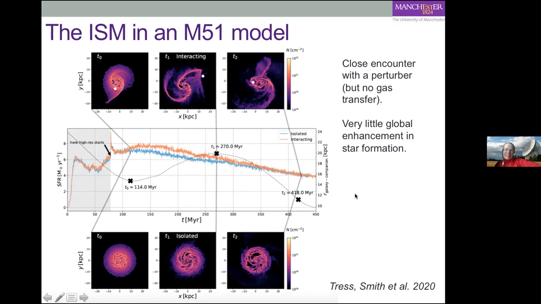So when we look at the model where we have a flyby of a perturber, and when we don't, you look at the star formation history, that's the orange versus the blue, you can see the star formation history is actually very similar in both cases. So what the encounter has done is just change where in the galaxy those stars were formed.